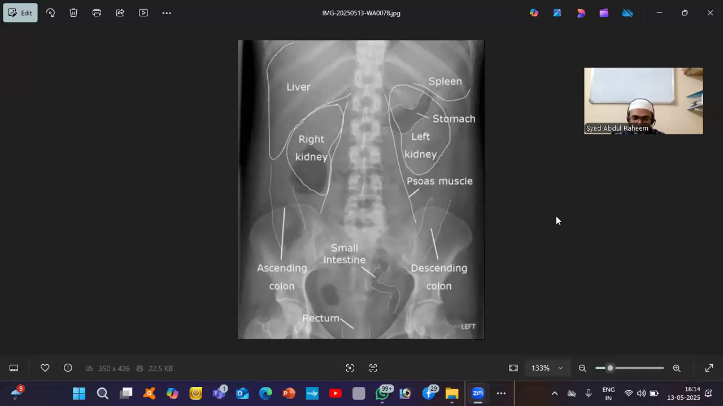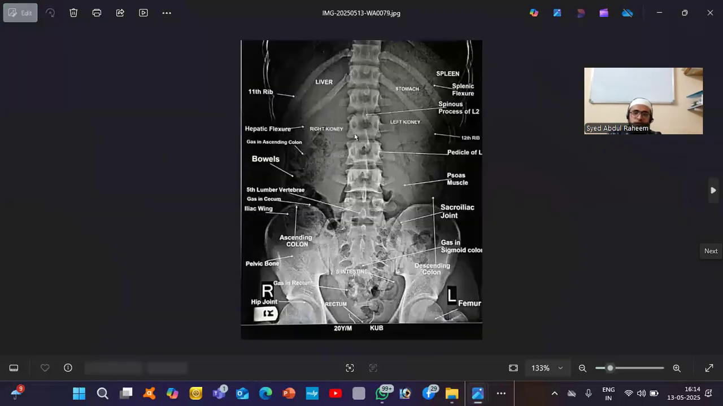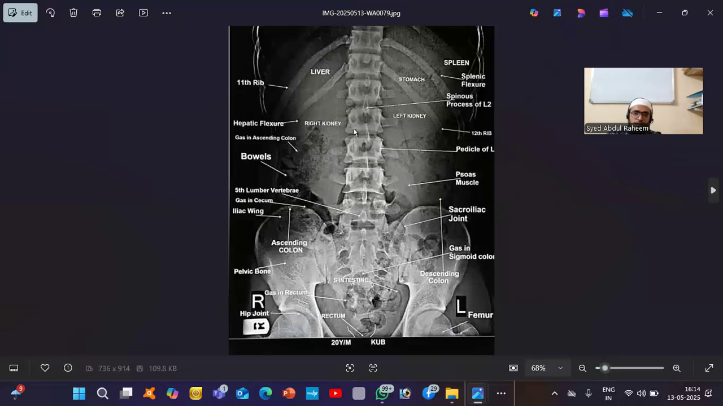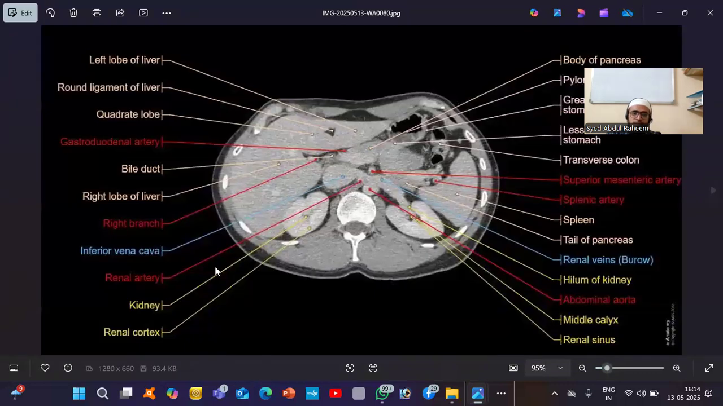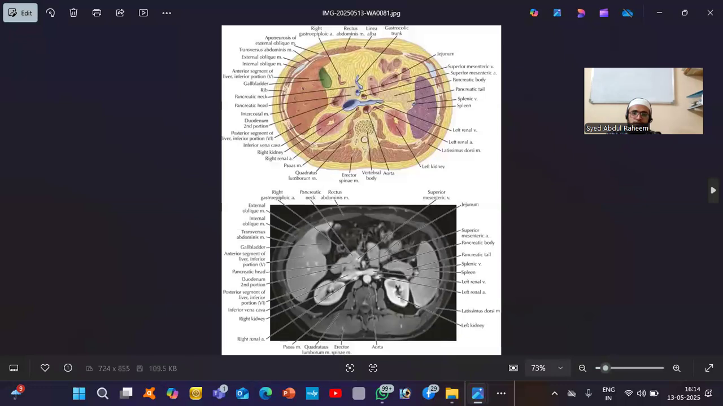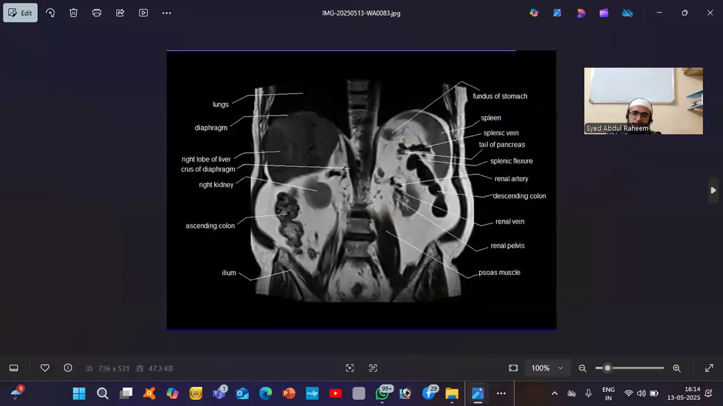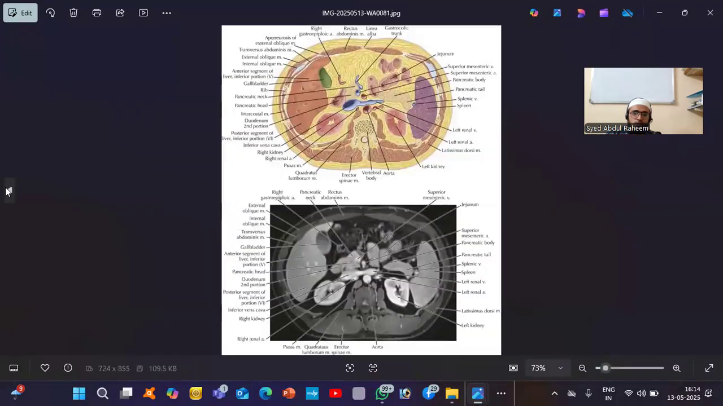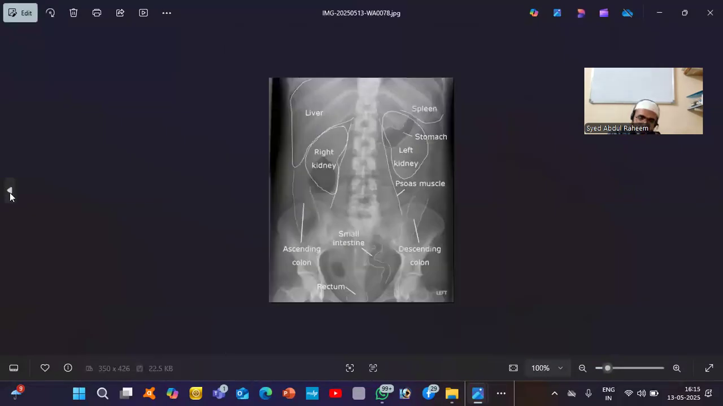So let's talk about the anatomy in those modalities, how the normal anatomy will look in the X-ray. I have the images here, different images. You can see two types of X-ray here. This is CT scan, this is MRI, and this is again CT scan. We will discuss all of those in today's class.